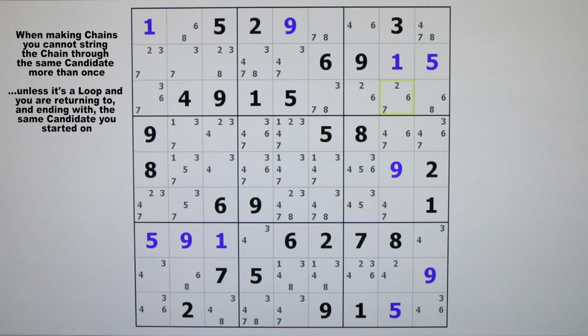But you can't, like for instance with these 6s here, go for a strong link here, and then a weak link here, and then a strong link here, and then a weak link here, and keep going. You can't do that. So in other words, you will have used that first 6 twice, and you can't do that. Now if it's a loop, and you start here and end here, that's okay. But you can't just go through it 2 or 3 times and come back, okay? So that's the first rule. You can only use a candidate once in a chain, and you can return to it if it's a loop.